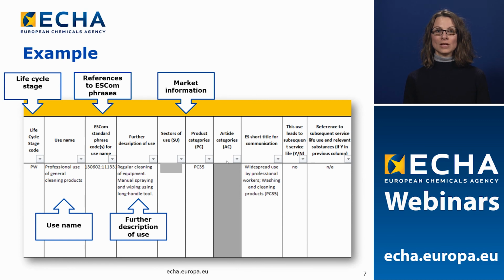In this example, a sector has indicated that one of the typical uses is a professional use of general cleaning product. The use description part consists of several elements. The life cycle stage. In this case, the use is for professional workers, which means that the workers are not working at an industrial site. We have the use name, which is easily understandable and unambiguous. Basically, when you read it, you should understand what we're talking about. Here, for example, it's a professional use for general cleaning products.